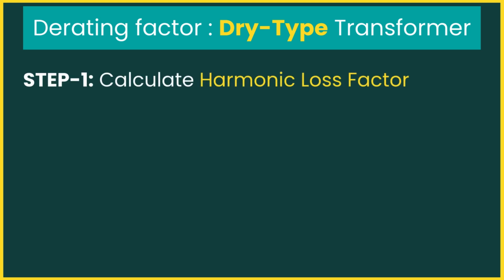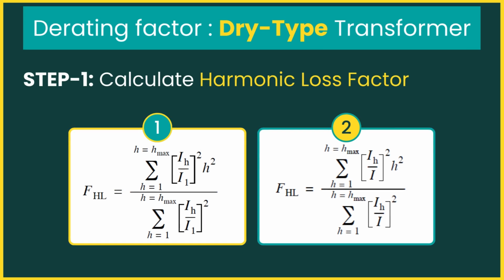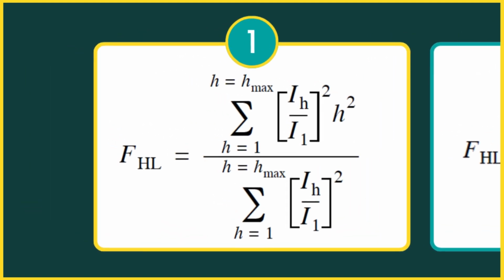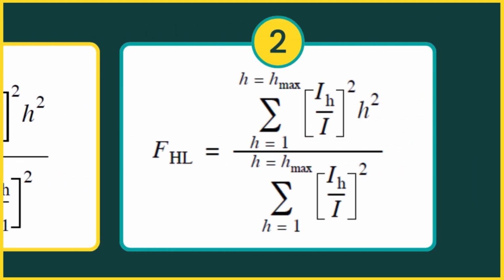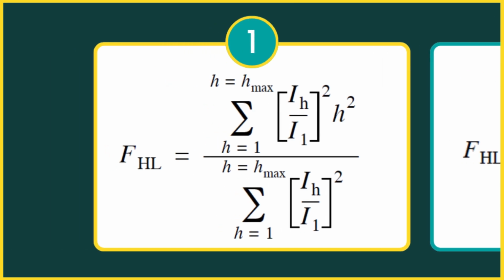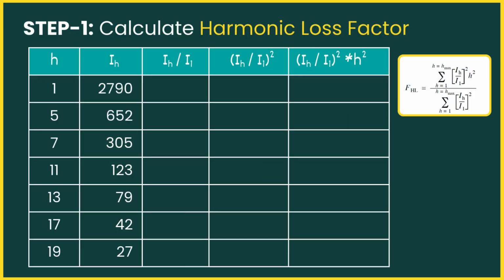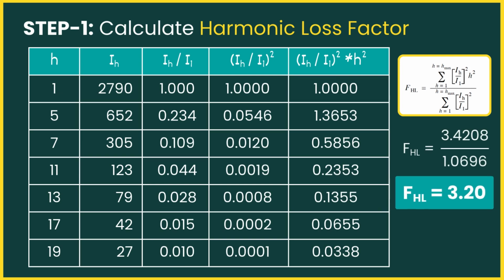First, we calculate the harmonic loss factor using one of the IEEE formulas. In both equations, IH is the RMS value of the load current at harmonic H, and H is the harmonic order. In equation 1, I1 represents the RMS value of the fundamental load current. In equation 2, I represents the RMS value of the total load current. One important point to note here. The harmonic current to fundamental current ratio can be directly read from a power quality meter, which significantly simplifies the calculation using equation 1. However, both equations give the same result. Using either equation, we get a harmonic loss factor of 3.2.